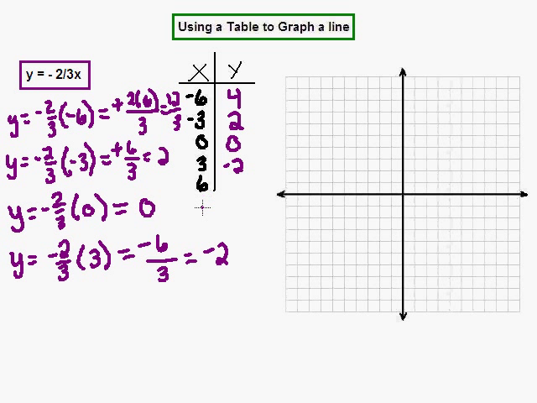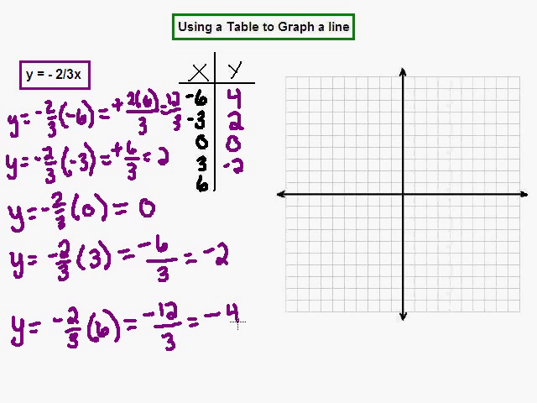Last one now, 6. Y equals negative 2/3 times 6. So again, a negative times a positive is going to give me a negative. 2 times 6 gives me 12. Divide that by the denominator 3 here. Negative divided by a positive stays negative. Negative 12 divided by 3 then, 12 divided by 3 gives me 4. So negative 4 is my y value when my x value is 6. Now we've completed our table by filling in our y values.